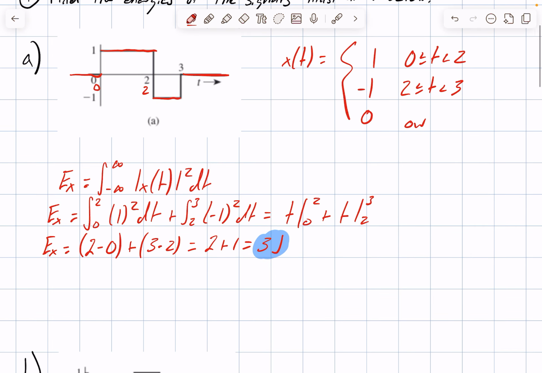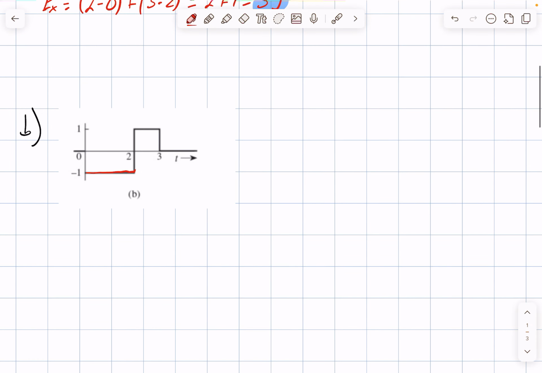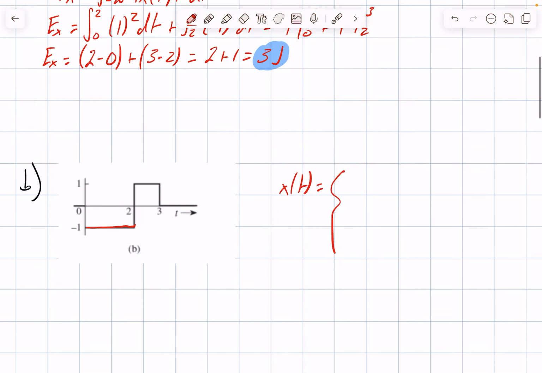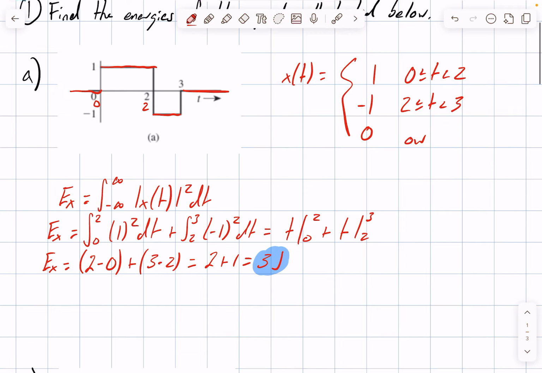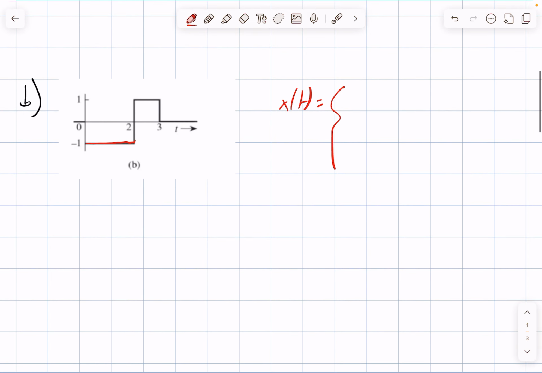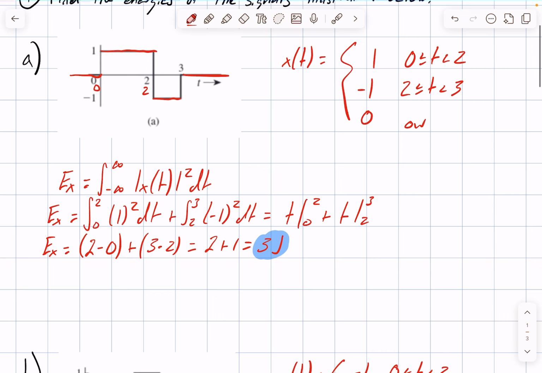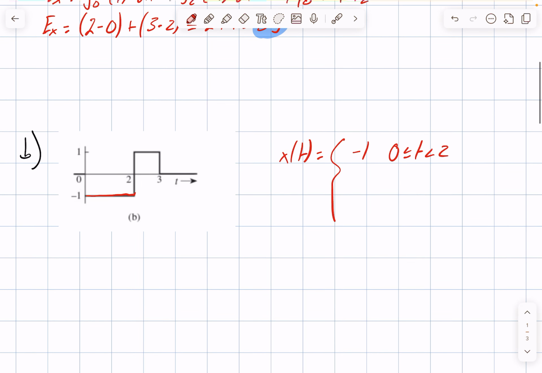So, this is how you find the energy of the signal. Pretty easy enough once you get enough practice. So same principle applies here for part B. So we'll go ahead and break up the signal into its parts. Now this is the opposite of last time. As we can see here, the first time we had positive 1 from 0 to 2. Now it's negative 1 from 0 to 2. So I'll go ahead and write that down. And once again, vice versa. So we can see it's negative 1 the first time. Now it's just 1 the second time for 2 to 3. And 0 otherwise.